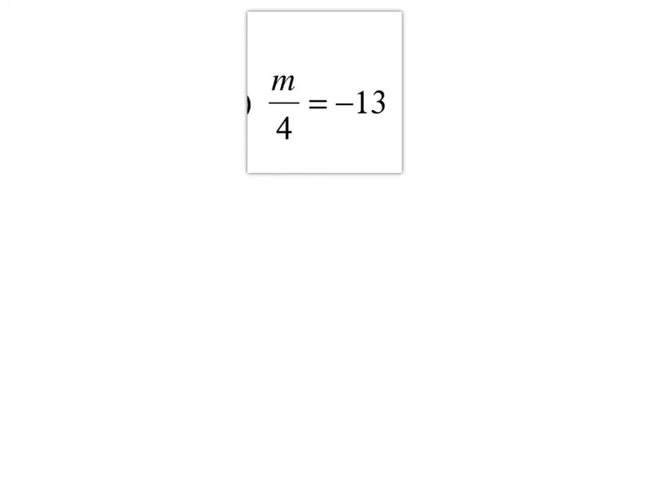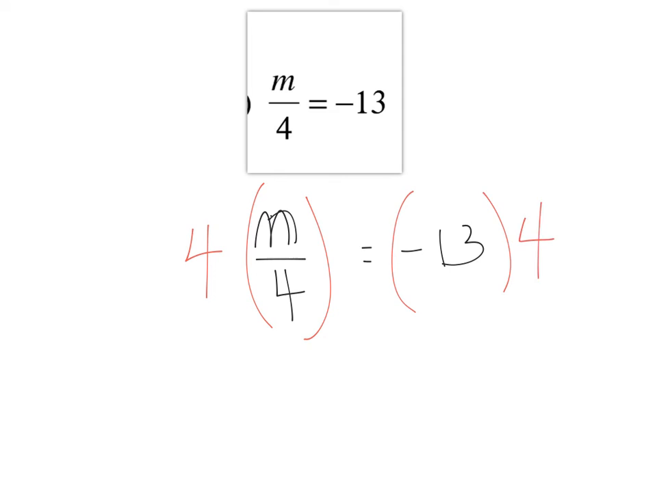This is the last one-step equation, and we're going to undo the division that is happening because we have m divided by 4. So we need to get rid of a divide by 4, so we'll multiply both sides by 4. So I have m divided by 4 equals negative 13. Multiply this side by 4 and this side by 4 to undo this 4 here. So 4 divided by 4 is 1. I'm left with m equals negative 52.